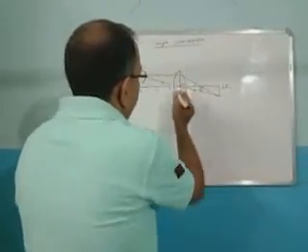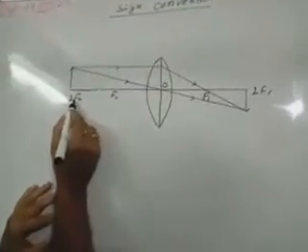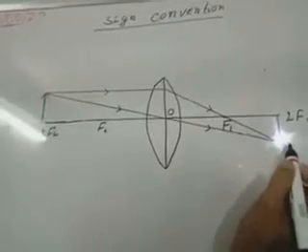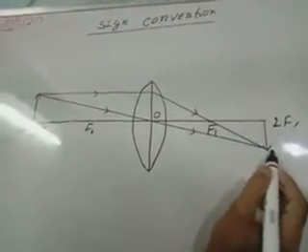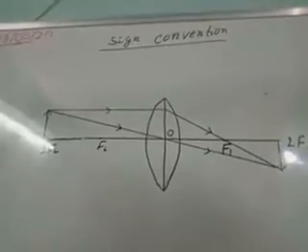See, this is a convex lens. This is the optic center. At 2F, I have placed an object. The image is also formed on the opposite side of the lens at 2F. Already you know why and how it will be formed.